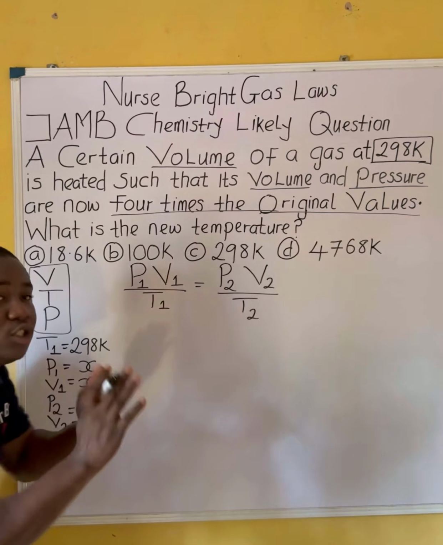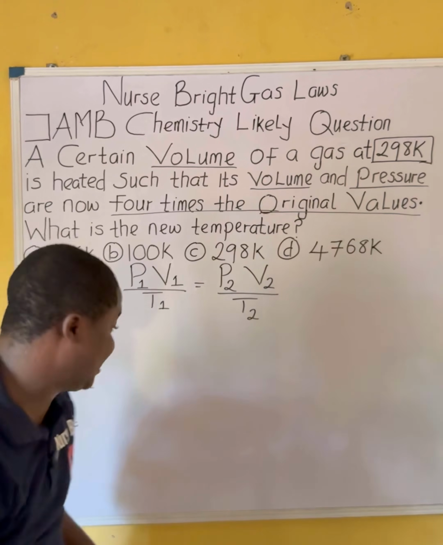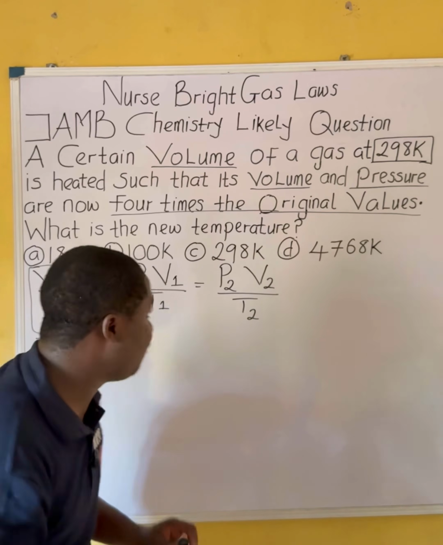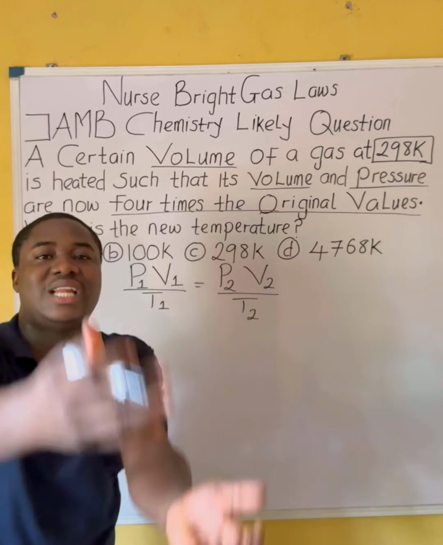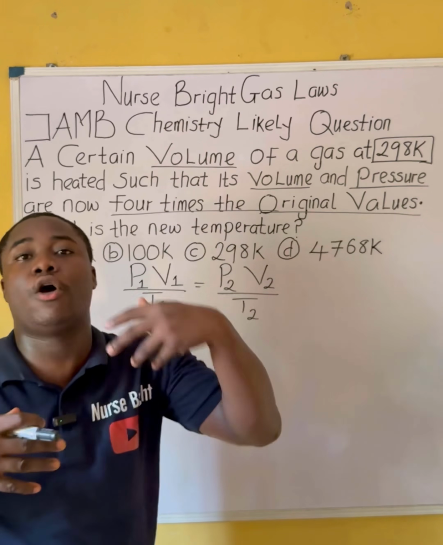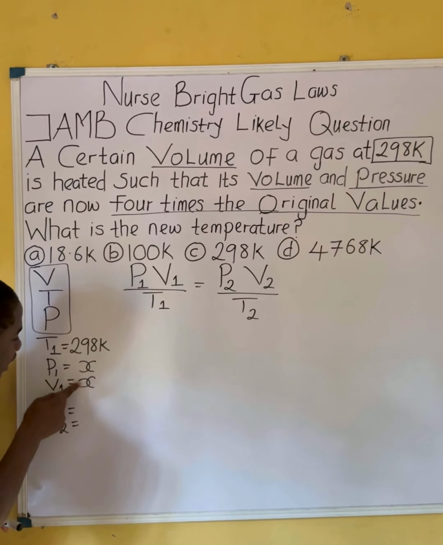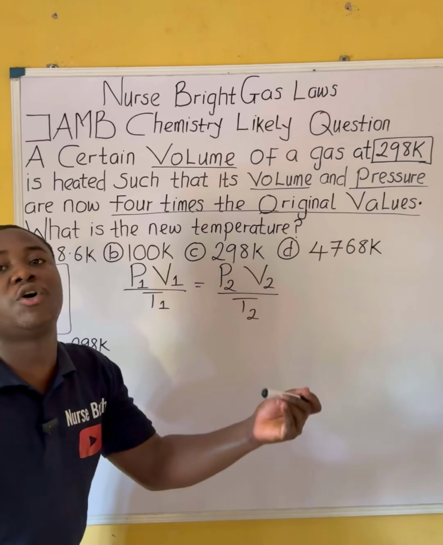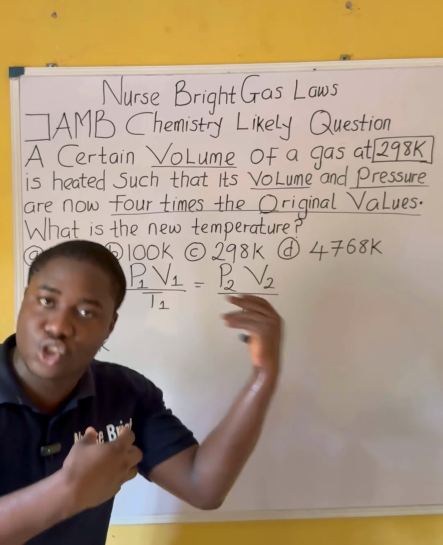So the original value, they did not give it to us. I just made it X. So for the P2, we simply say 4 times the original. They are simply 4 times the original values. So these were the original values, which they did not give to us. I just made it X, so that we can solve the question.